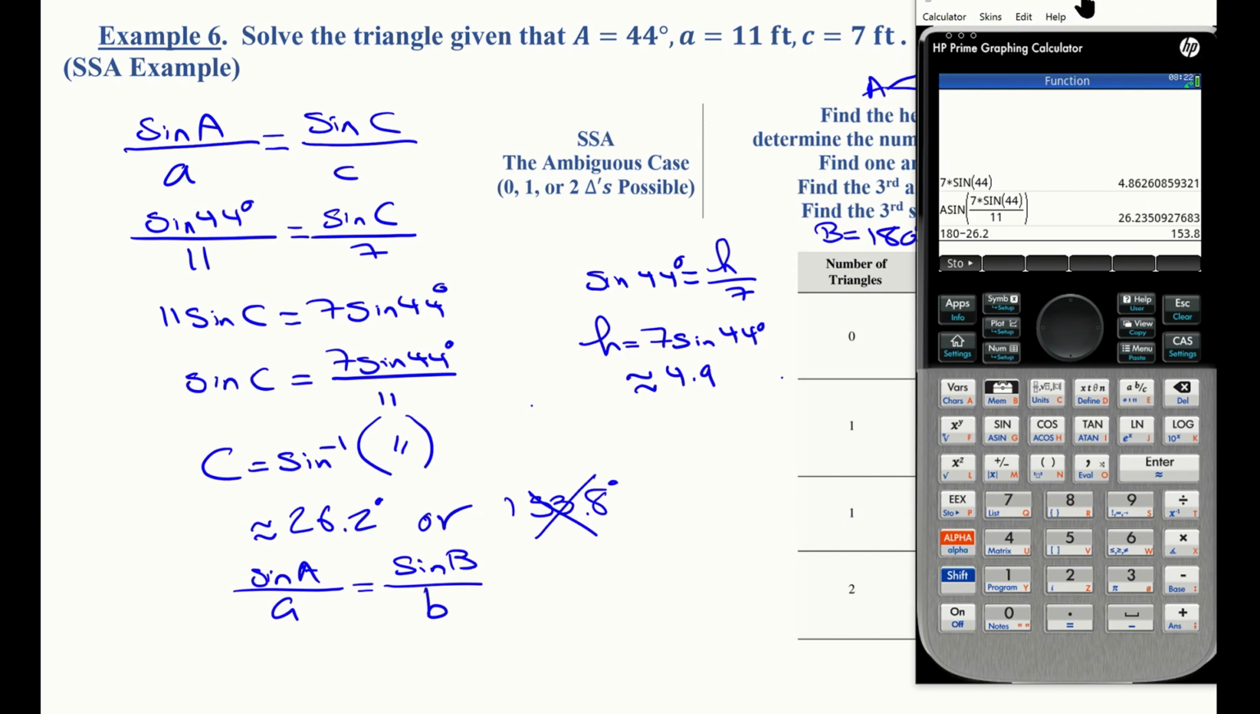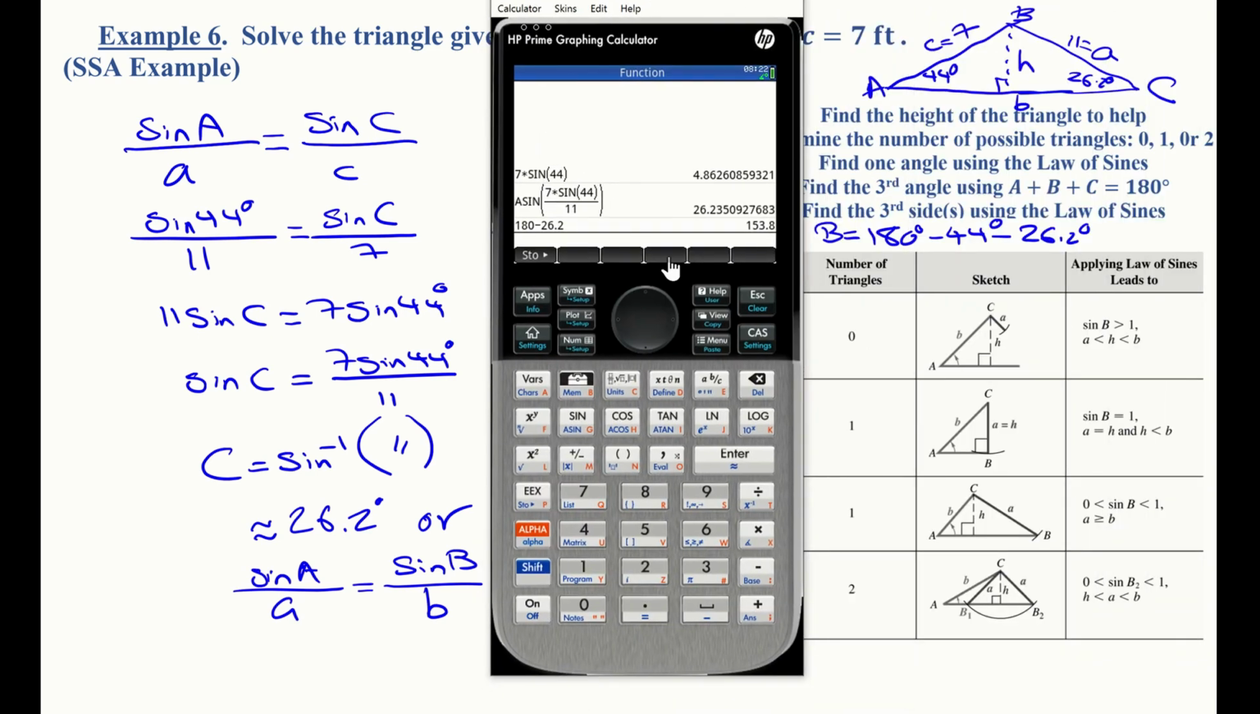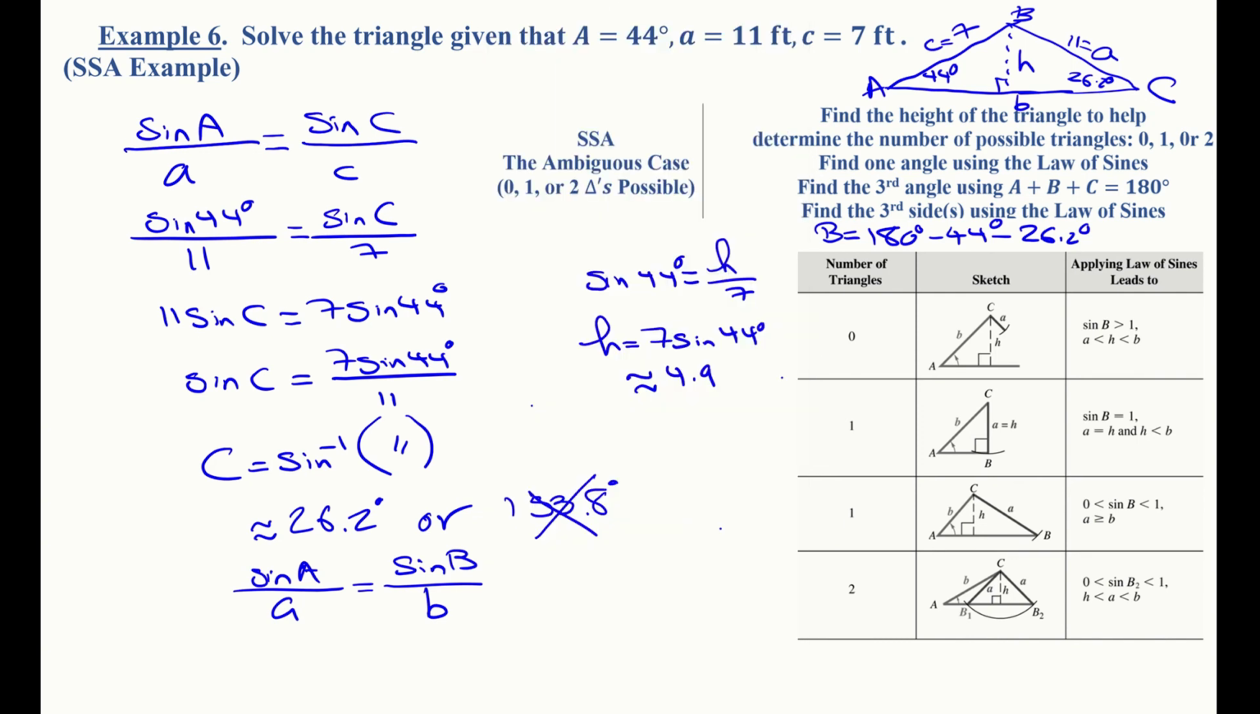All right, so when we go ahead and compute that, oh, come on, cooperate. All right, so we have 180 minus 44 minus 26.2. We end up with 109.8. So we get 109.8. And now we can go ahead and plug into here.